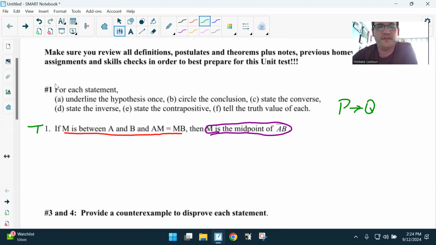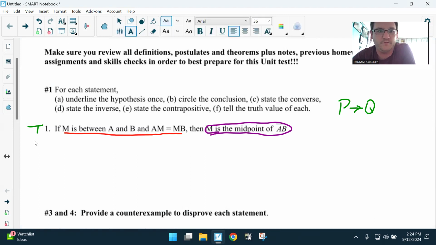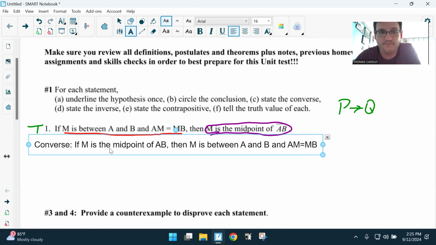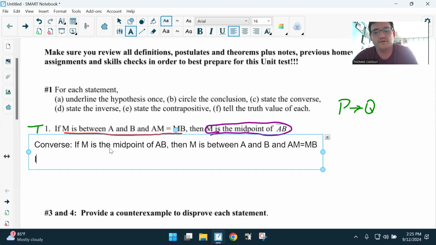All right, now they want us to write out all of the following. So let's go ahead and do that. I'm going to type all of these out because that is a lot to write, and I don't want to do that. So let's see here. The converse. So remember, the converse is you just switch the order. So I'm going to say if M is the midpoint of AB, then M is between A and B, and AM equals MB. Right? That's your converse.